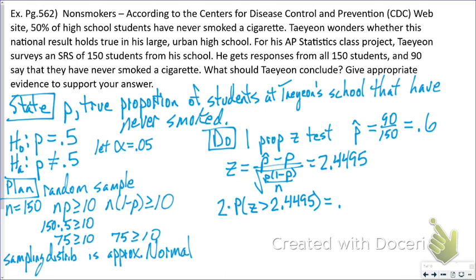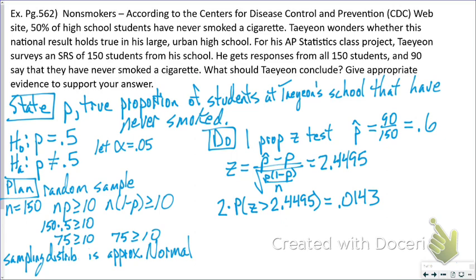It is 0.0143. If you're worried about getting a 5 on this test, I would say it's crucial that you understand that concept right there. The p-value is 0.0143. It's already been doubled.